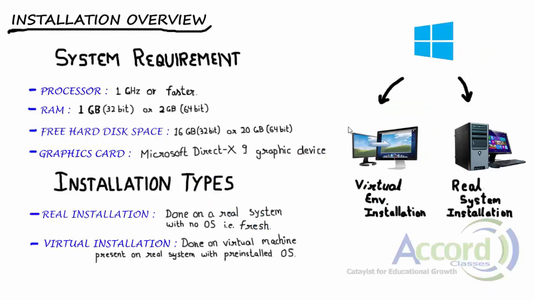Let us see some pre-installation details to make sure we carry out a perfect installation. These are some minimum system requirements that are needed to run your Windows 8.1. Now first is the processor. So what is a processor?